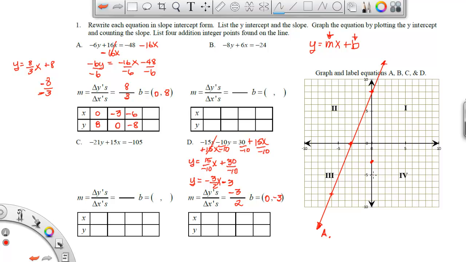I go down 1, 2, 3 to the right 2, so there's 1 point. Down 1, 2, 3 to the right 2. And now to get my 4th point, I'm going to reverse this counting. I'm going to go up 3 for a positive 3, and to the left a negative 2 for a negative 2. So I'm going to go 1, 2, 3, 1, 2. Wow, and there's the x-intercept.